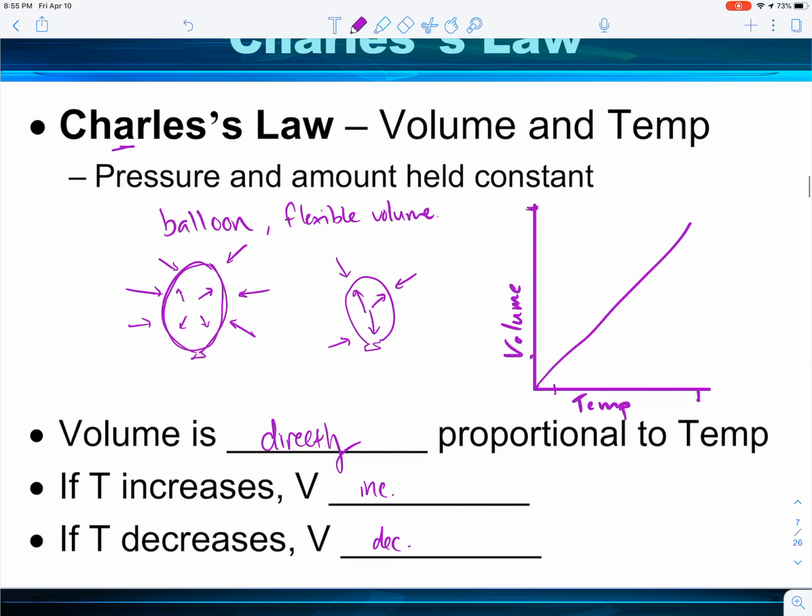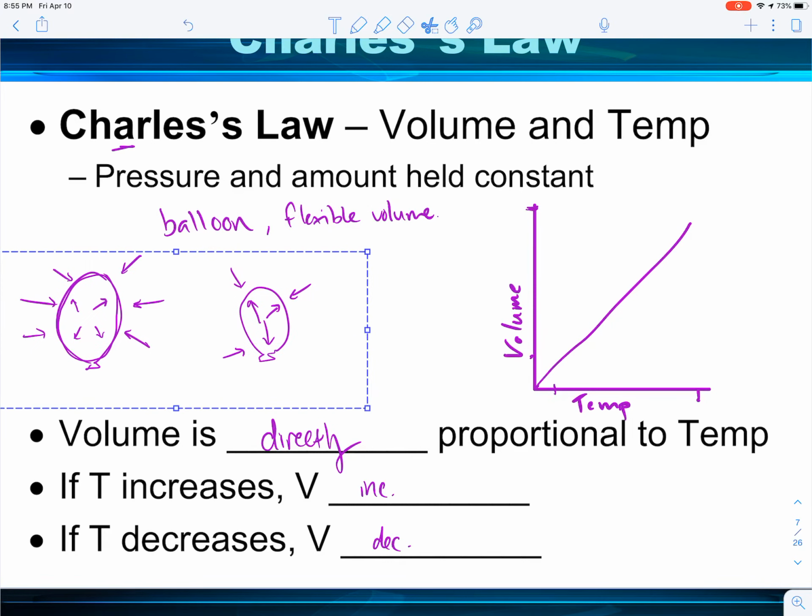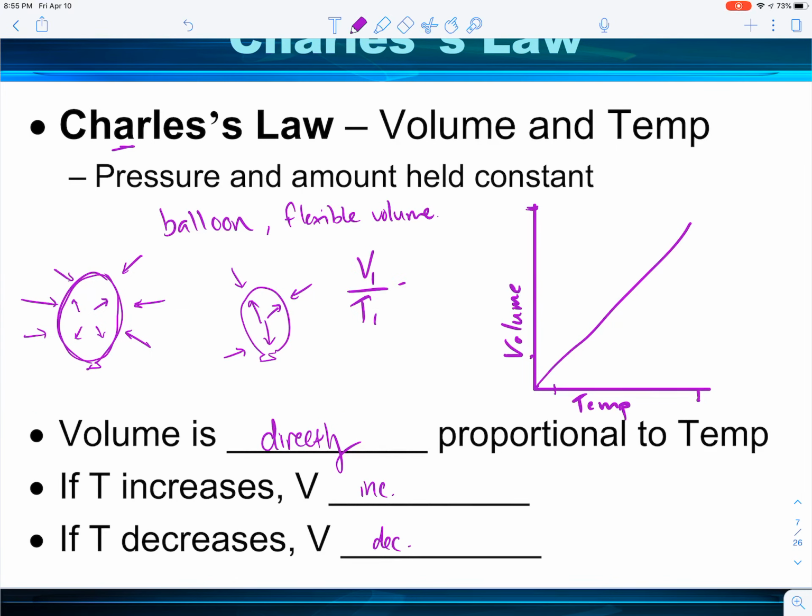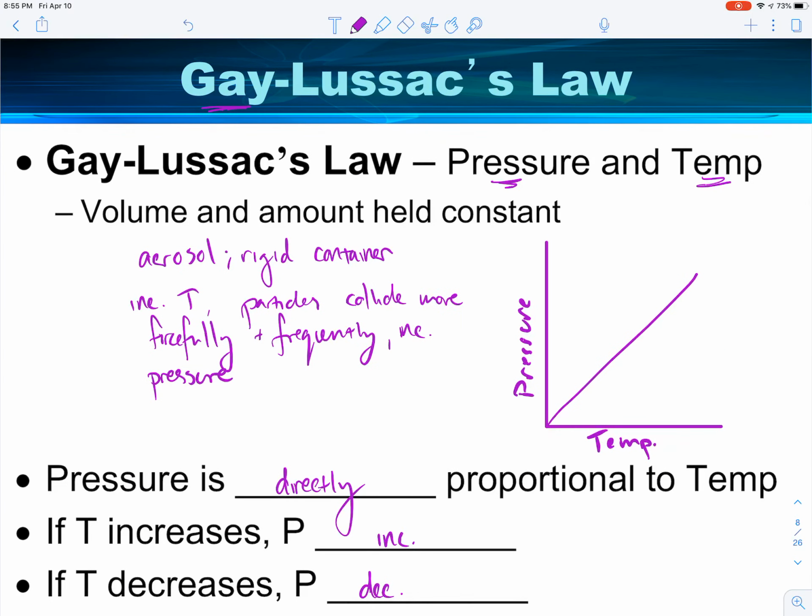Okay? Conversely, these two have direct proportions. The ratio of them is a constant. It's a little different. So for example, maybe the volume is always a tenth of the temperature. So if you double the temperature, this will have to double also to maintain that relationship. Okay, those are direct relationships. And then again here, just like the other, P1 over T1 will be equal to P2 over T2.